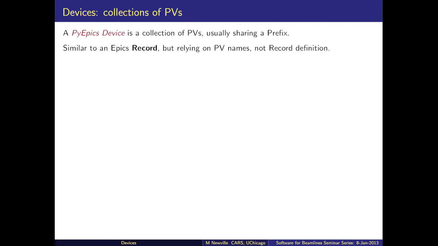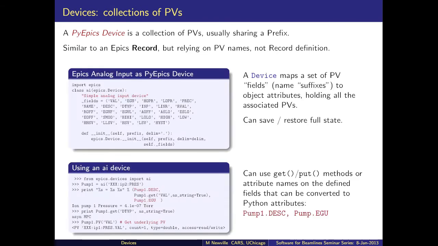Okay, so devices. With EPICS, it maps to process variables, to individual process variables very easily. But oftentimes we want to work with a whole record or a set of PVs together. So a PyEpics device, I would have called it a record, but that's too close to the EPICS record. So a device is a collection of PVs, usually sharing a name prefix by convention. So it's similar to a record, but it's not relying on the record definition in any way. It just is a collection of PVs, usually associated by name.